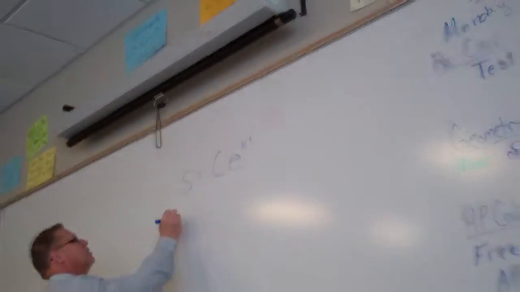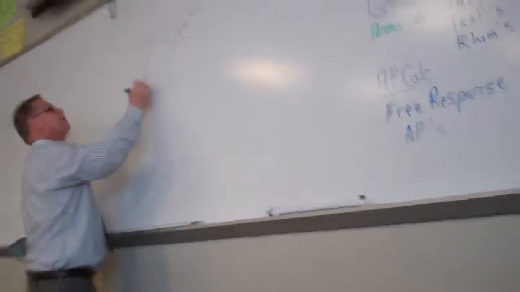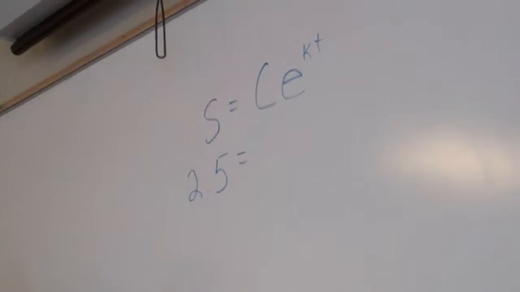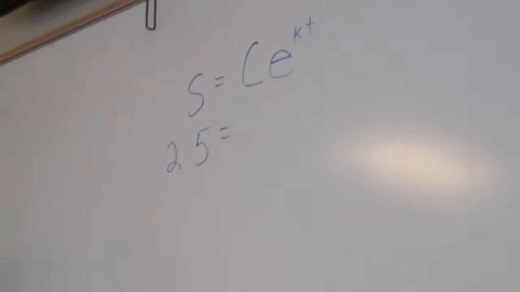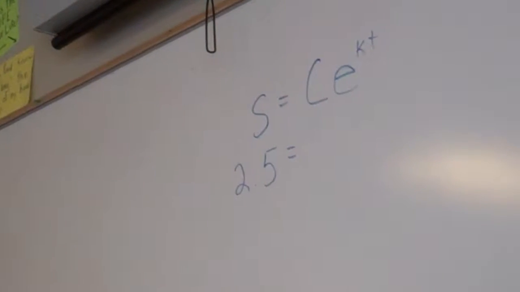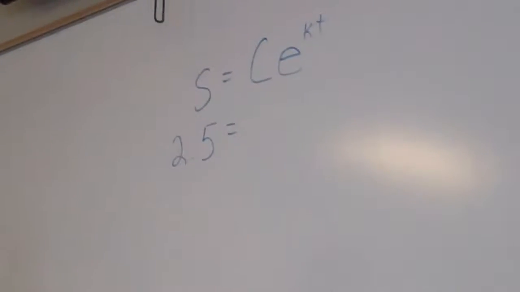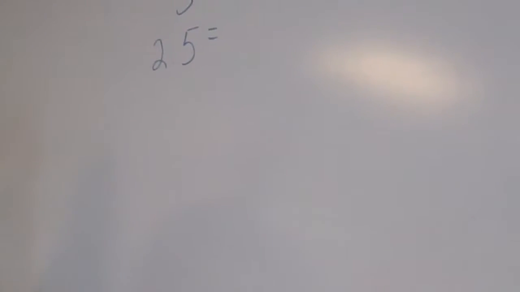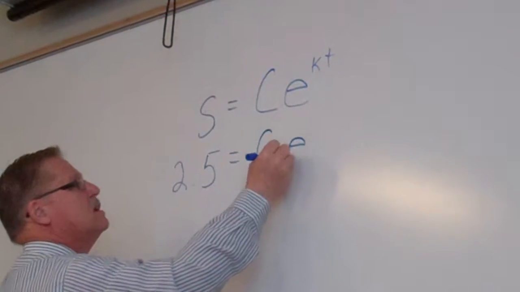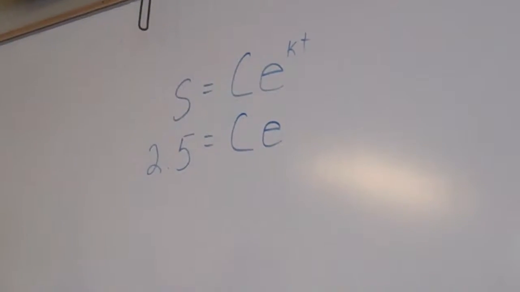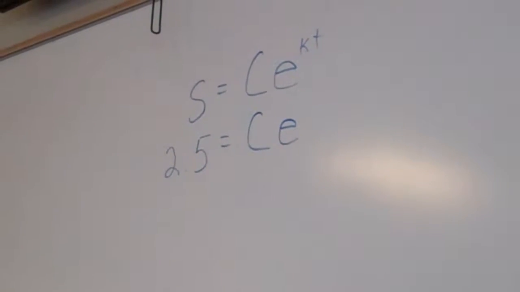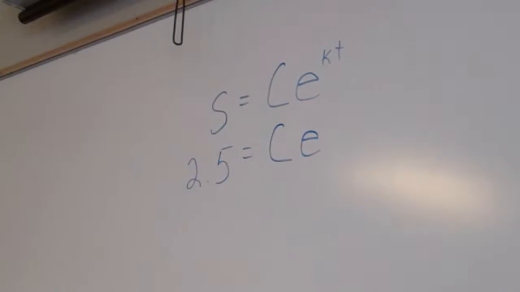All right, S is 2.5 because S is in thousands. I believe it says S is measured in thousands, so 2.5 thousand is equal to C e to the K t. And that's when, Mitch? When are we getting 3 months? Every 3 months.